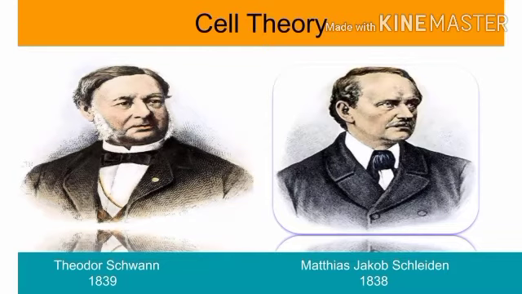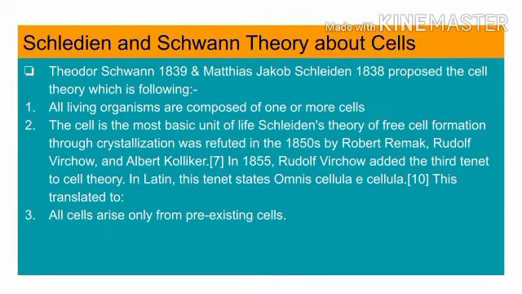The cell theory was proposed by Theodor Schwann and Matthias Schleiden in 1839 and 1838 respectively. These are the two scientists who gave their valuable names to the cell theory in the history of biology. Theodor Schwann in 1839 and Matthias Schleiden in 1838 proposed the cell theory, which was the following: all living organisms are composed of one or more cells, and the cell is the most basic unit of life. Schwann's theory of free cell formation was rejected by Robert Remak, Rudolf Virchow and Albert Kolliker in 1855. In the year 1855, Rudolf Virchow added the third tenet to the cell theory.